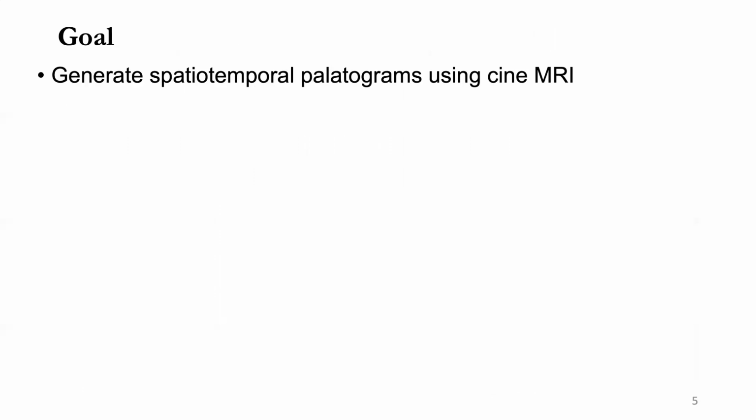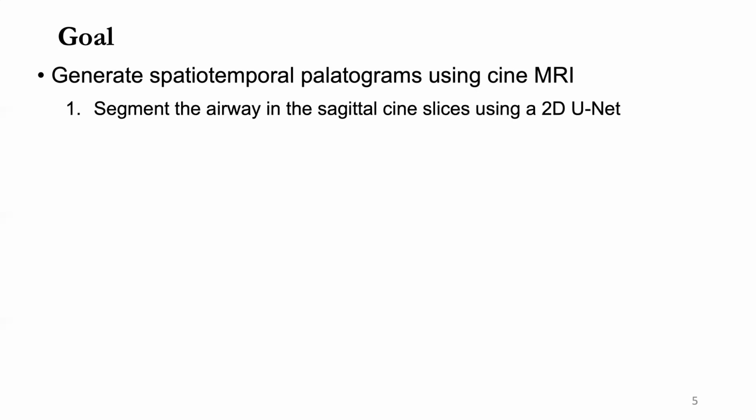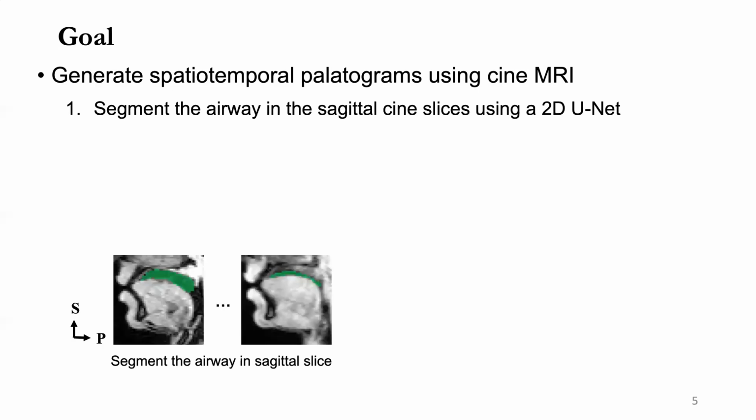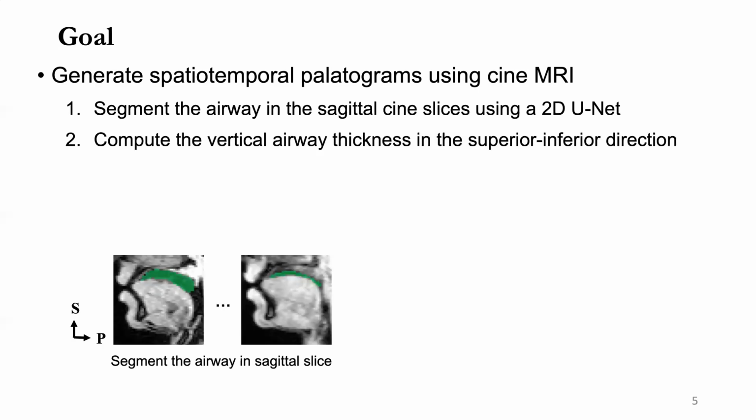The goal of this work is to generate spatial temporal palatograms using Cine MRIs. The proposed method is composed of 2 steps. First is to segment the airway in the sagittal cine slices using a 2D U-net. The second step is to compute the vertical airway thickness in the superior-inferior direction, and then project the thickness to the axial plane and get an MR palatogram at this time frame.